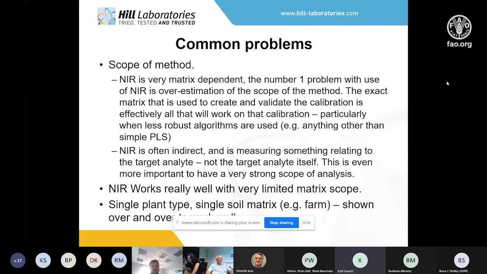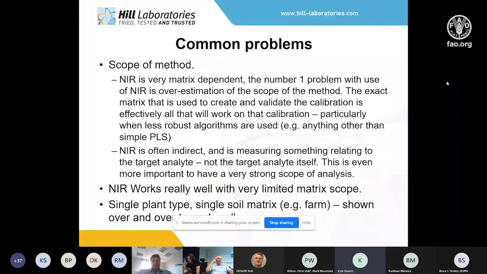So, common problems. The biggest problem from my point of view, I read a lot of papers and I'm part of the Journal of Near Infrared editorial board, is the scope of the method. It was hinted at in Buddeman's talk as well, looking at the New South Wales versus the Queensland calibrations and how it falls over. This is something you see all the time with near infrared: on a small scale, on a single farm or something like that, it'll look really, really promising. And then as soon as you go somewhere else, it kind of falls over.